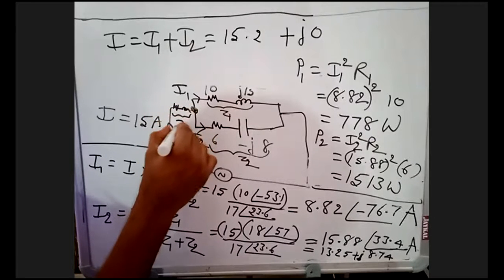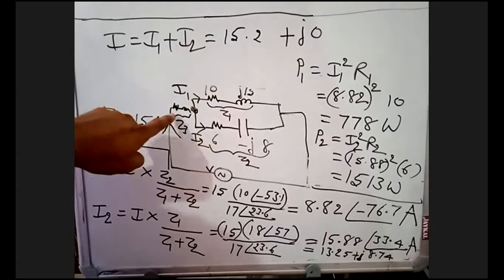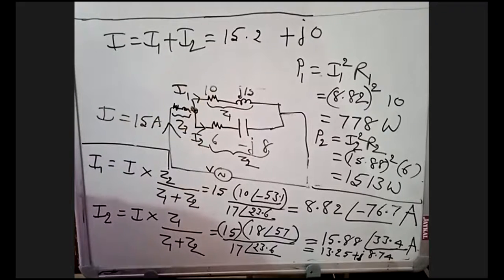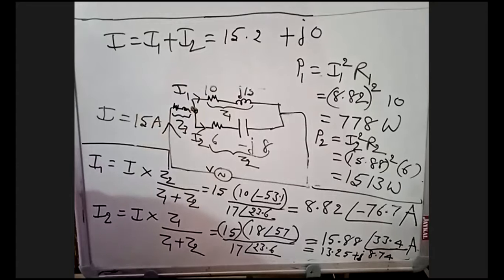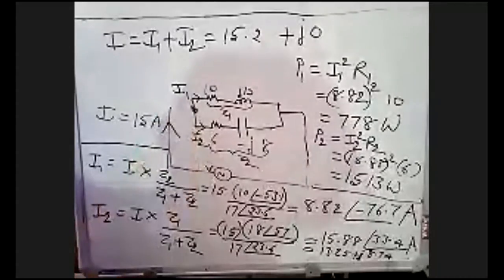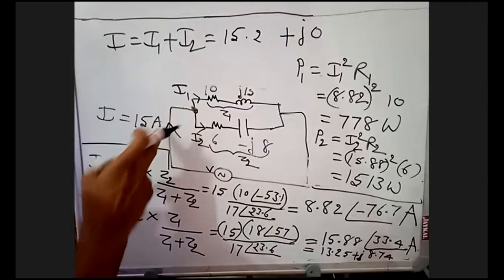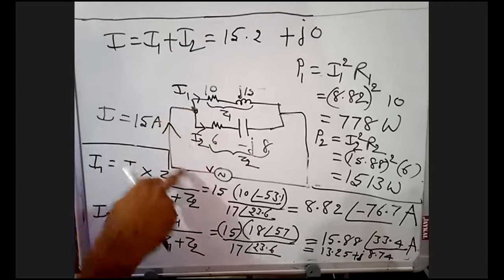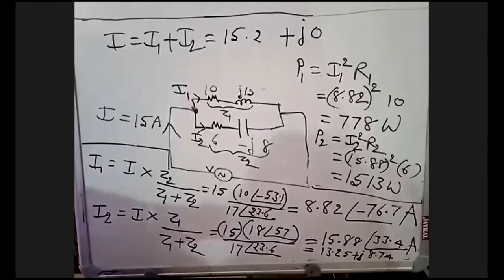Let us take this as Z3. Your doubt is, Z1 and Z2 are parallel, and now Z3 is in series with this parallel combination. That type of problem we'll see next. Suppose there is Z3, what is the current flowing in Z3? 15 ampere, because in series, whatever current is supplied, the same current will flow in that one.